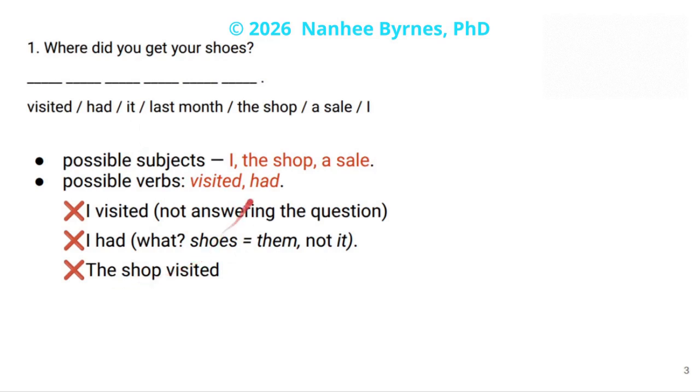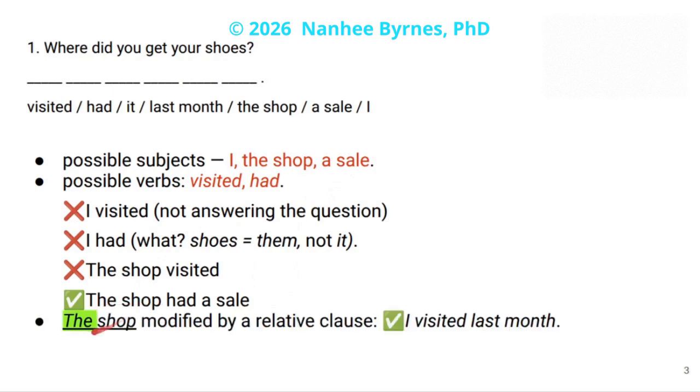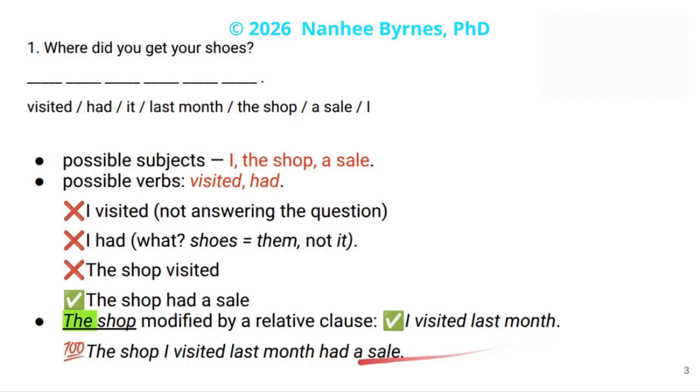Now I look for a verb that makes sense with it. The shop visited, that doesn't work. The shop had a sale, perfect. That's a complete, natural idea. Now I add the extra information. Because we have the shop, the definite article tells us we're modifying it. The shop is modified by a relative clause. I visited last month. So the final sentence is, the shop I visited last month had a sale. That's our answer.